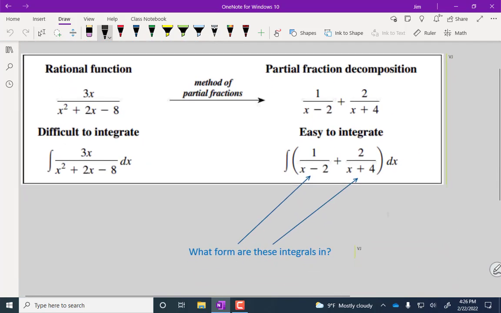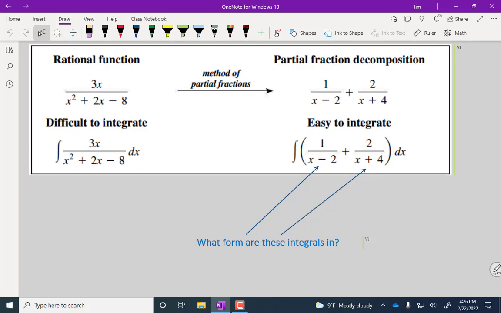Let's just notice that in algebra, you went this direction to the left all the time. You were asked to add two rational expressions. You got a common denominator, multiply by x plus 4 over x plus 4, x minus 2 over x minus 2, and you went over to here. That's hard to integrate, though. That's not obvious. But if we were over here, that's easy to integrate.